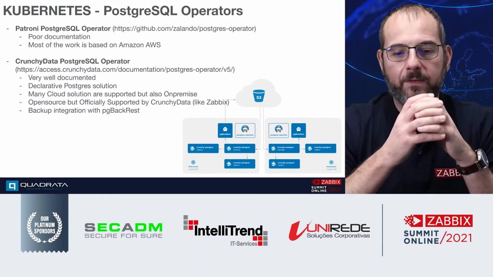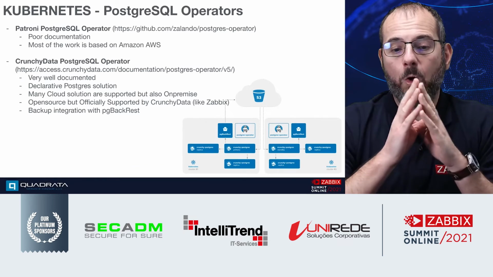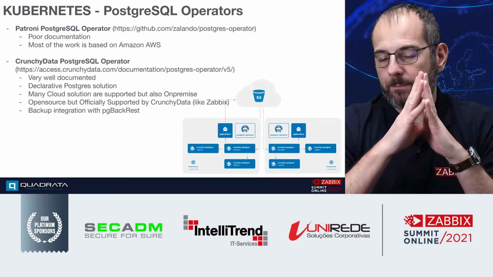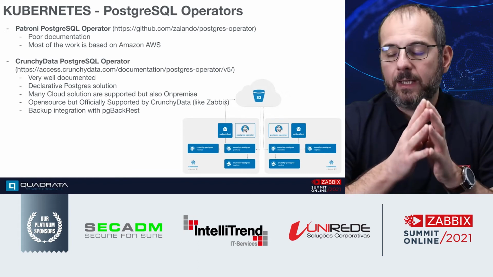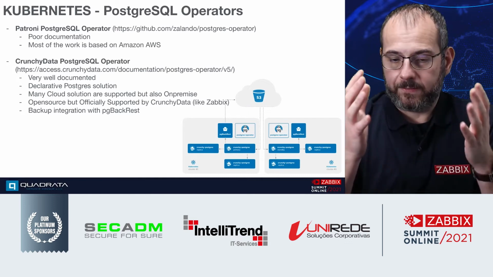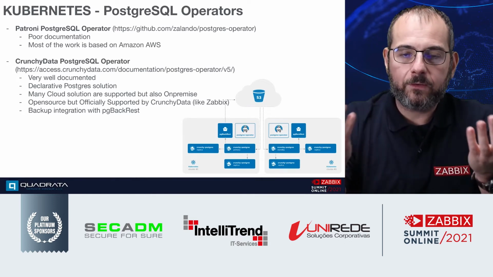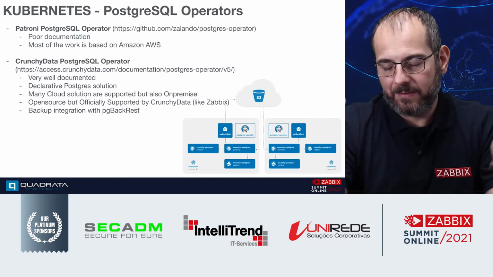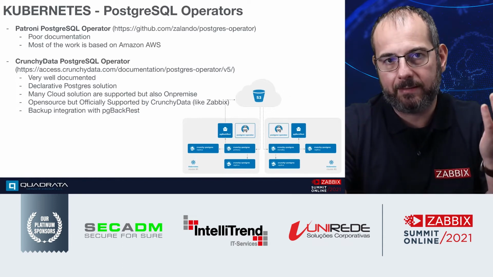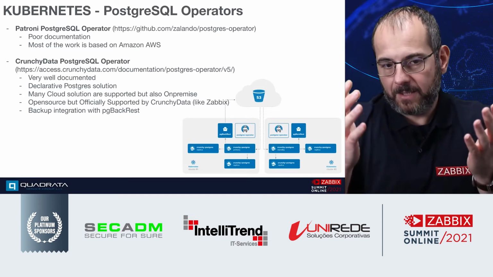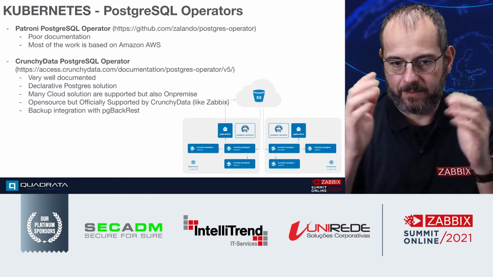It's very, very convenient to have a declarative Postgres definition for your instance. And there is an open source license and an officially supported version, like Zabbix, for instance. Why is this important? Because if you must go into production with a database cluster, you must have someone that can help you in case of a problem. So I would suggest Crunchy for that.